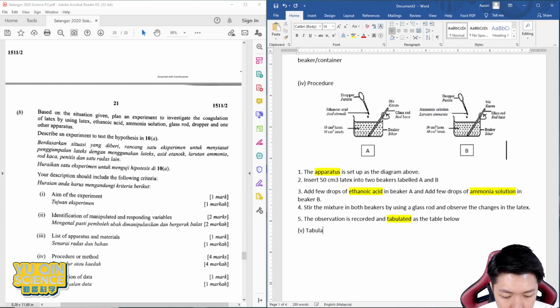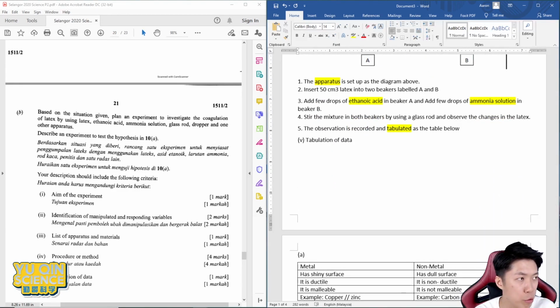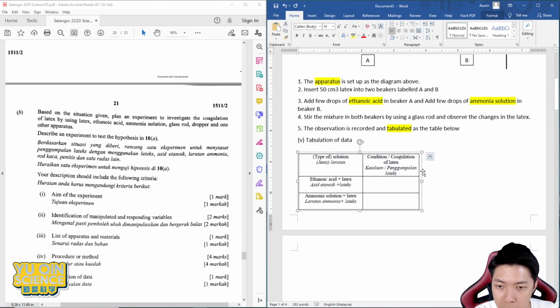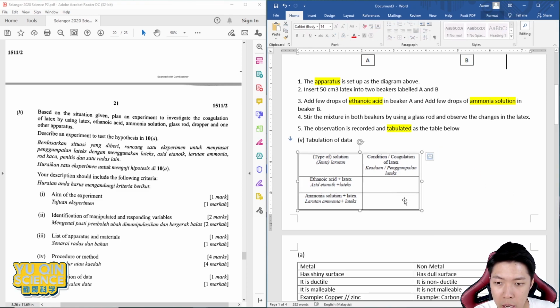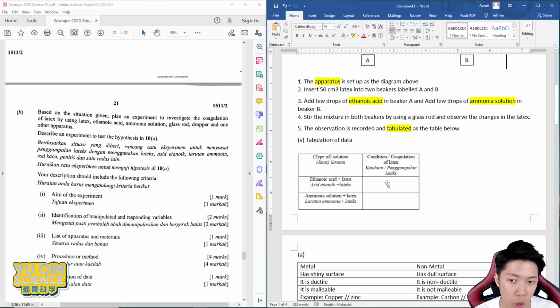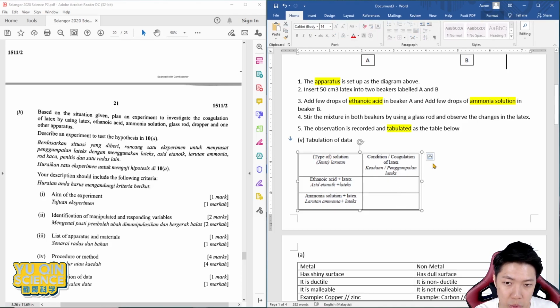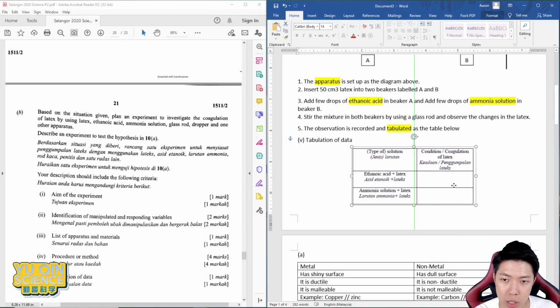So tabulation of data. So draw a table. Most importantly, the marks come from how you present the table rather than your answers. So there's no need to write like coagulated or not coagulated. Leave it this way. Yes, you heard me right, leave it blank, because this experiment is not what you really do in the exam. So the mark comes from here, ladies and gentlemen. The mark comes from the manipulated variable.